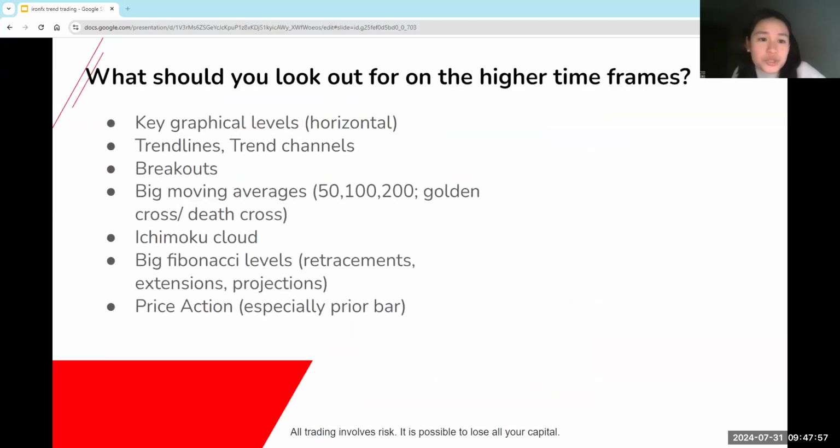So what should you look out for on the higher time frames? Key graphical levels. These are your horizontal levels that we talked about already. Trend lines, trend channels, breakouts, big moving averages. All of those we talked about already. Ichimoku cloud, which again we also talked about. Fibonacci levels and price action. Price action basically refers to the past, present, and future. It's basically the momentum from your previous bar to dictate your strategy.